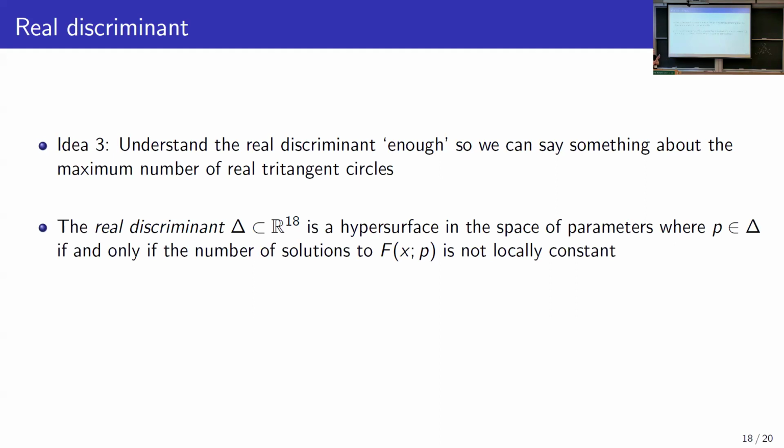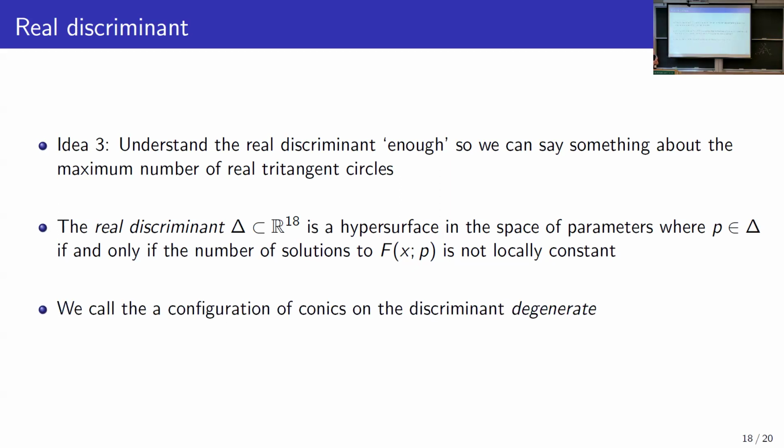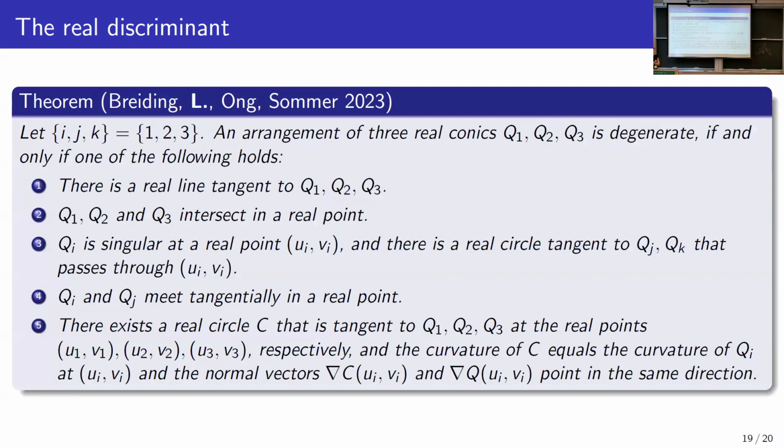So, just to be clear, when I say real discriminant here, what I mean is a hypersurface in my space of parameters where a point is on the discriminant if and only if the number of solutions to this parameterized polynomial system is not locally constant. So it's the points where my number of real solutions changes. And any configuration of conics on the discriminant we call degenerate. Okay, so what we were able to show is the following. Here is a classification of the conics that are on our discriminant. So let's go through these.